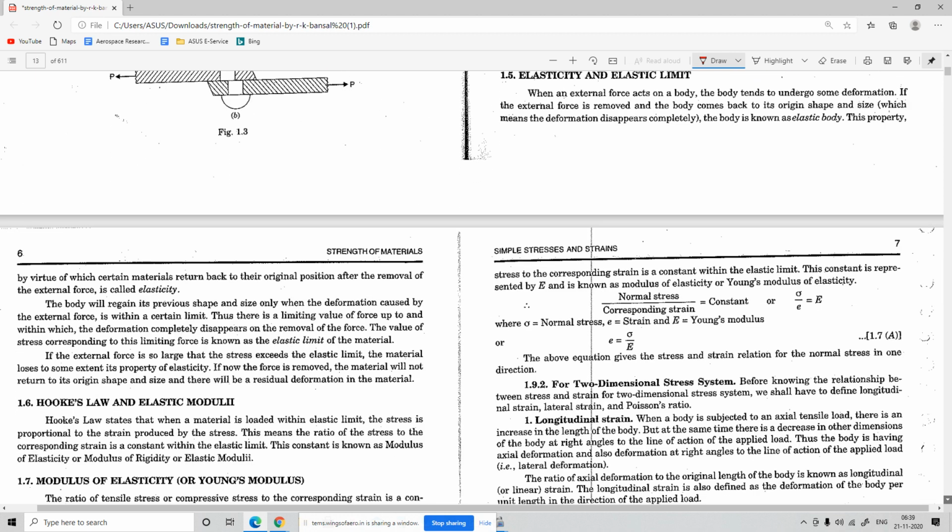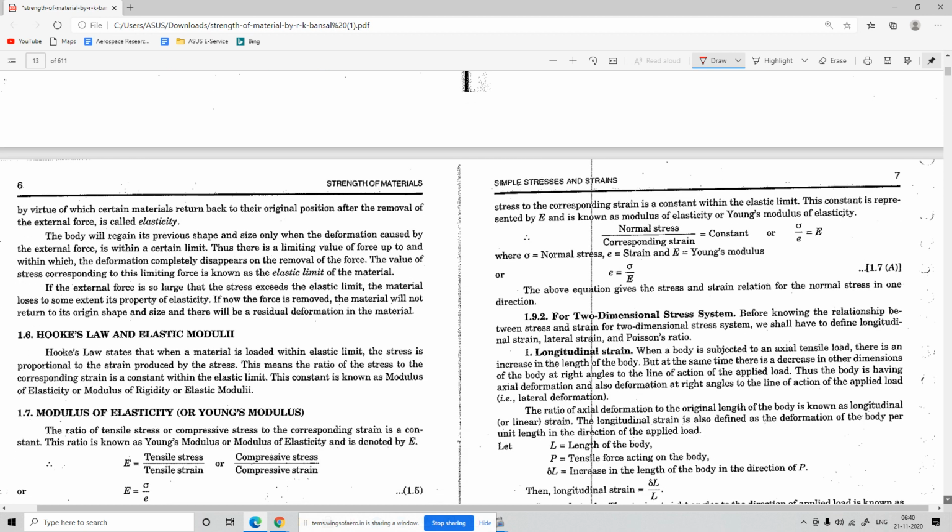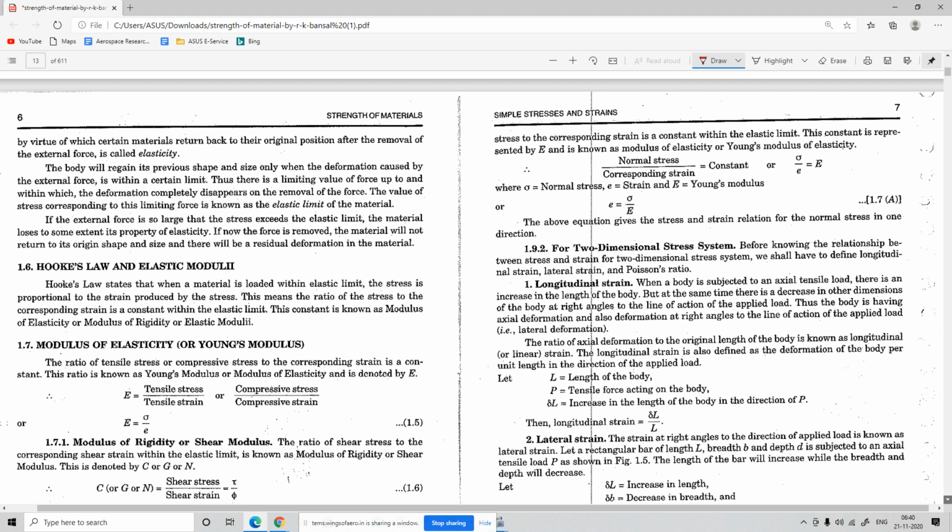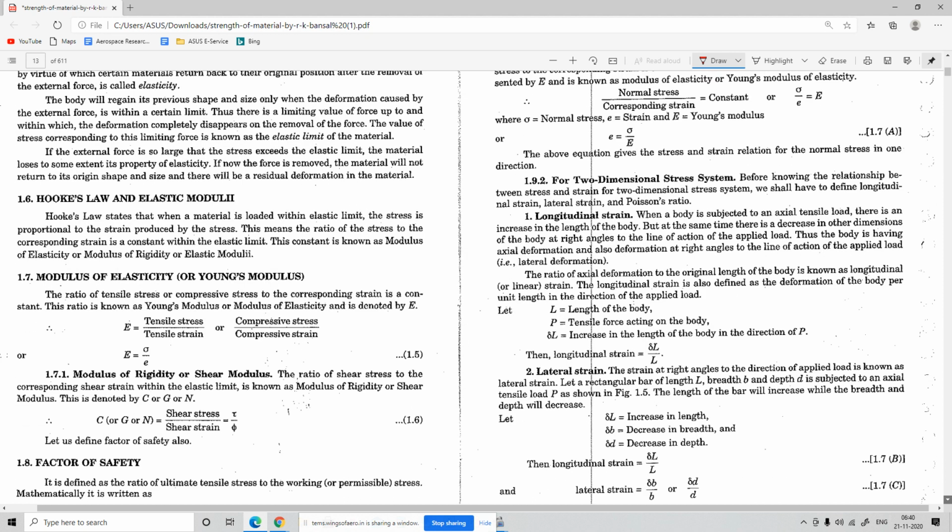So, already you know what elasticity is. Can anybody define what elasticity is? Anyone? Ma'am, after the removal of external load, the material returns back to its original position.